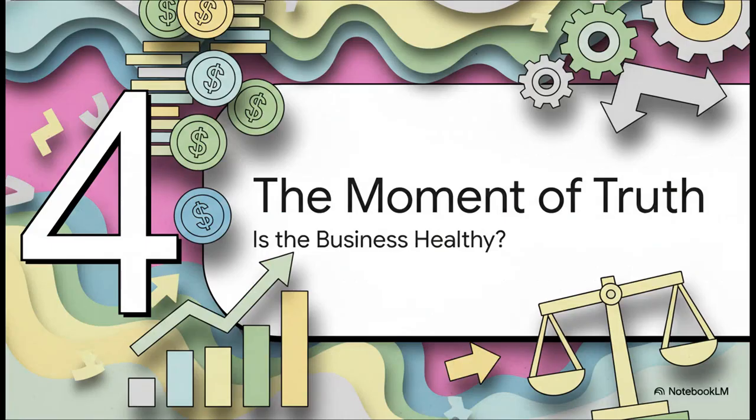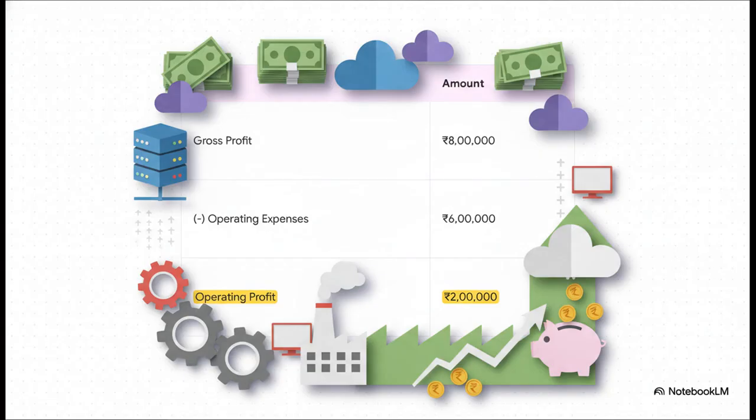All right, this is it. This is the moment of truth. We've seen the money come in, we've taken out the cost to serve our customers, and now we're about to subtract the cost to grow. This next step, this one calculation, really reveals the core health of the business. And the math is right here. We take our hefty gross profit of 800,000 and we subtract those 600,000 in operating expenses we just talked about. And what's left over is 200,000 rupees. That number, that is our operating profit.